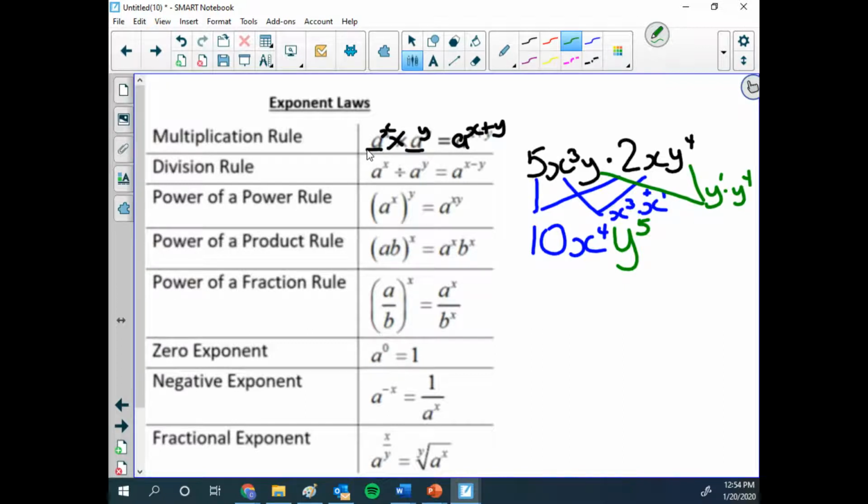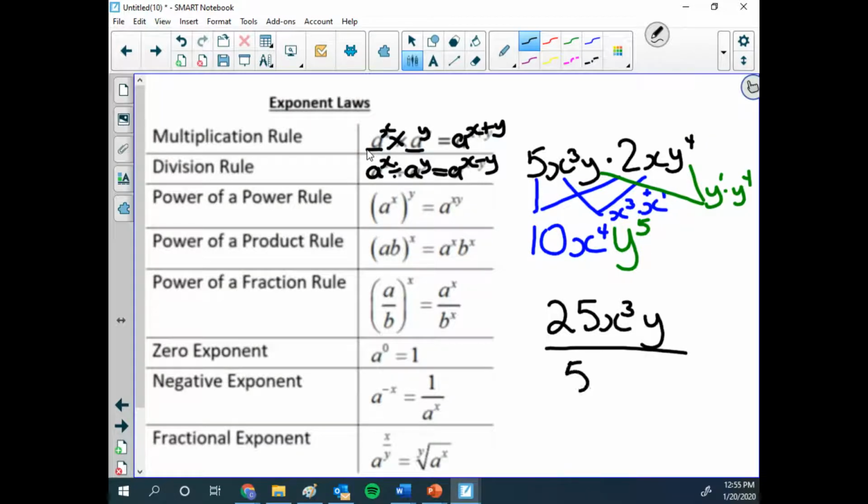Division rule works exactly the same way. So if I have the same base and I am dividing the exponents, I'll take them and subtract the exponents. And we can extend that into harder questions that, once again, deal with coefficients and that have multiple variables in them. So if I have 25x cubed y over 5x to the 1.5 y to the negative 2, I should be able to take those and simplify.